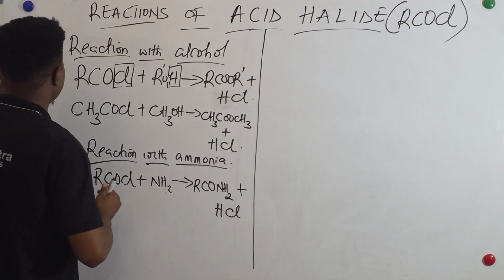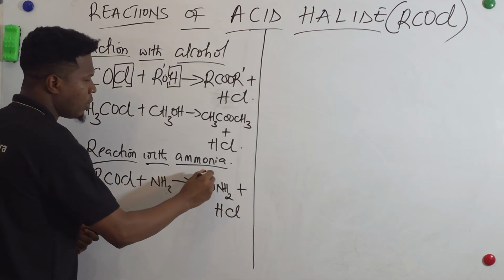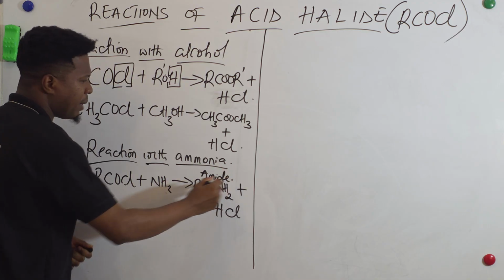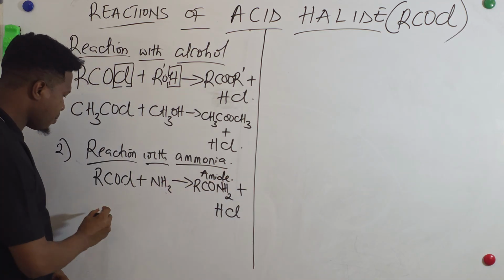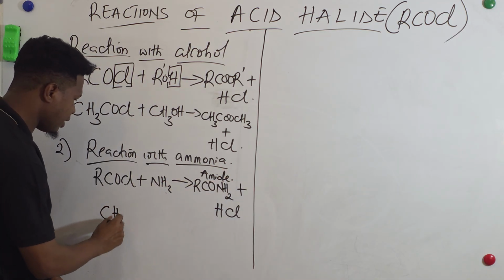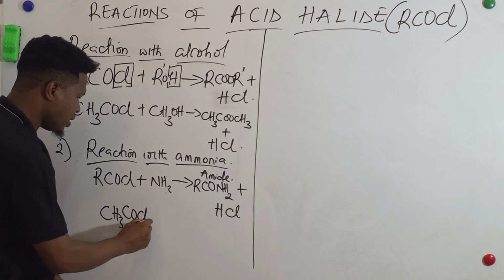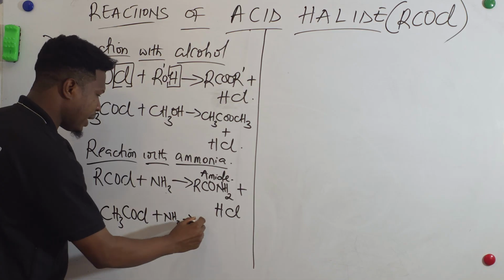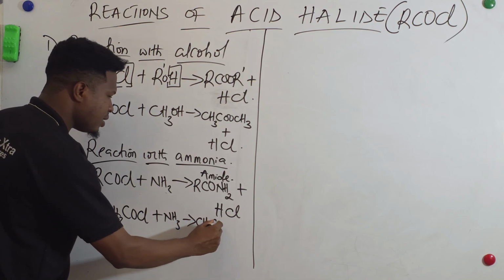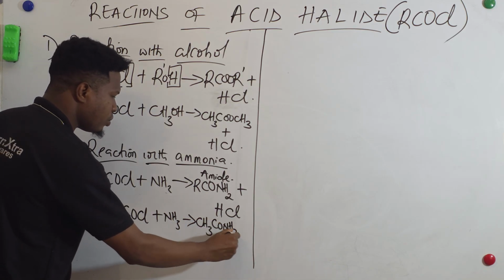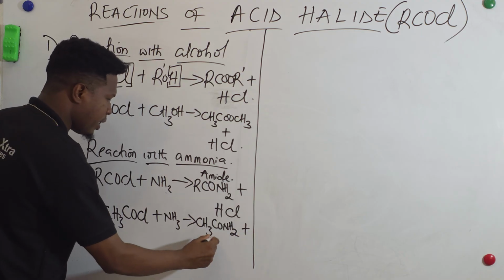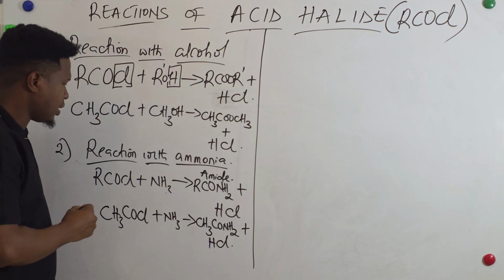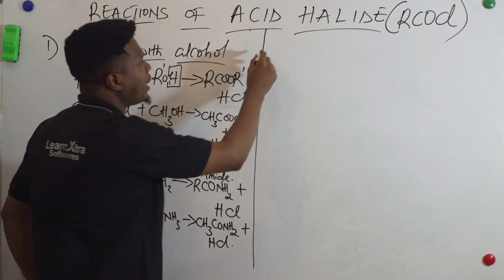If you look at the reaction, you will see that what is produced is an amide. Not just an amide, what we have here is a primary amide. So an example is using CH3COCl plus ammonia. We have ethanamide, CH3CONH2 plus HCl.